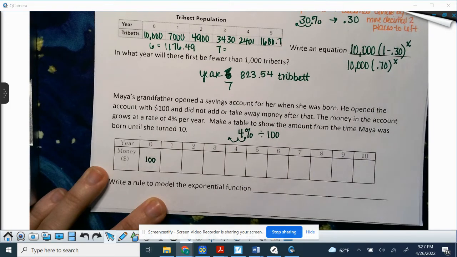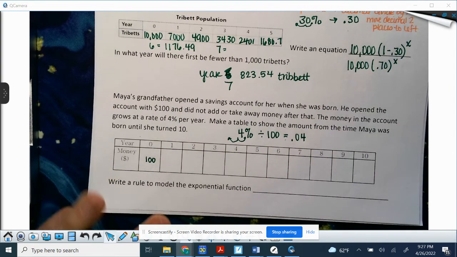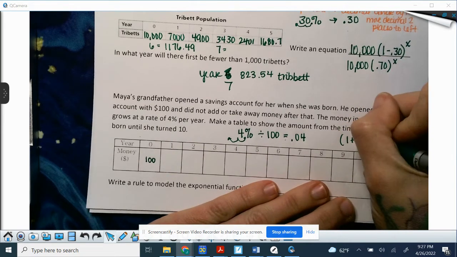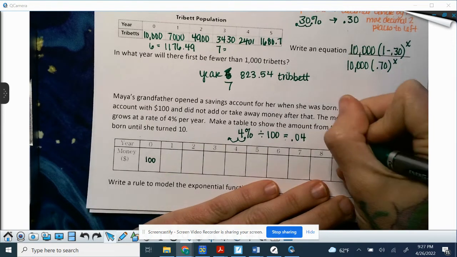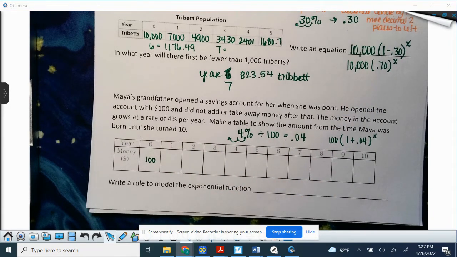Please make the loops because you will leave off zeros. So it's actually going to be 0.04. It is increasing, so it says grows. That means we have 1 plus 0.04. And we started with $100 and it's going to be raised to the amount of time we track it. So at $100, something divided by 100 should give me 0.04. So that means 100 times 0.04 is going to give me 4.